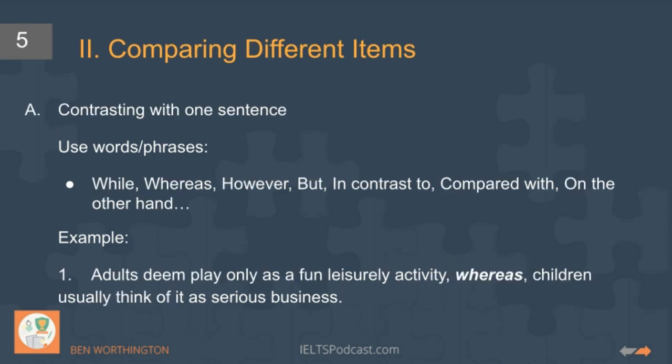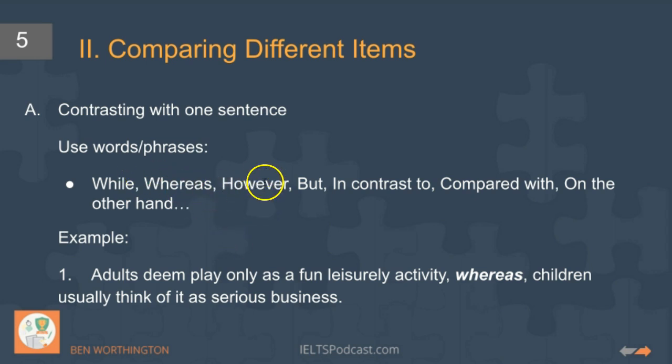Next part, comparing different items. So we can make a contrast with one sentence, and we'll probably use the phrases while, whereas, however, and these are really good structures to learn and to master, especially if you're doing the academic one, because like we said before, you want to be making comparisons, and the best way is while, whereas.